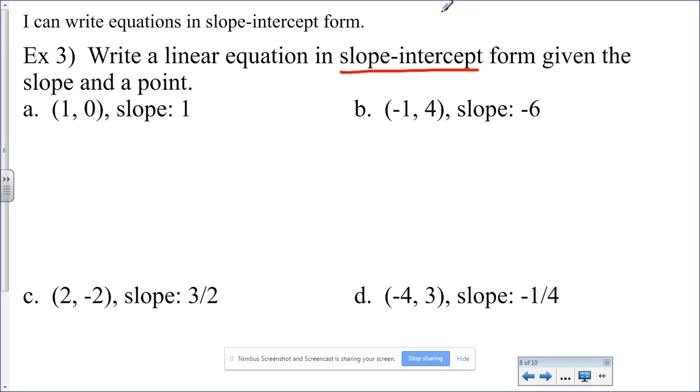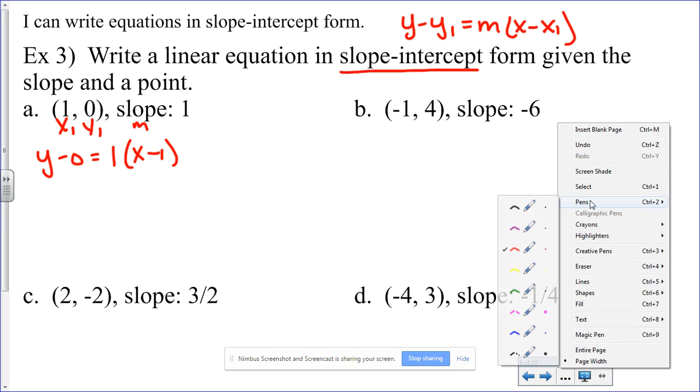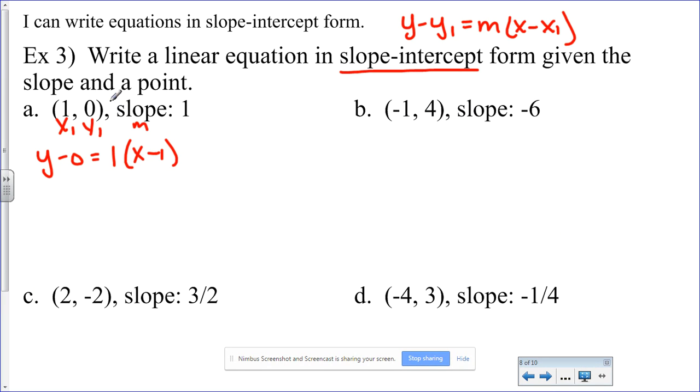So we're going to go ahead and start with our y minus y1 equals m times x minus x1. So x1, y1, and m. If I plug those in, I have y minus 0 equals 1 times x minus 1. So this is my equation of point-slope form like we did in the first example. I want to go ahead and change this, though, so it's in slope-intercept form.